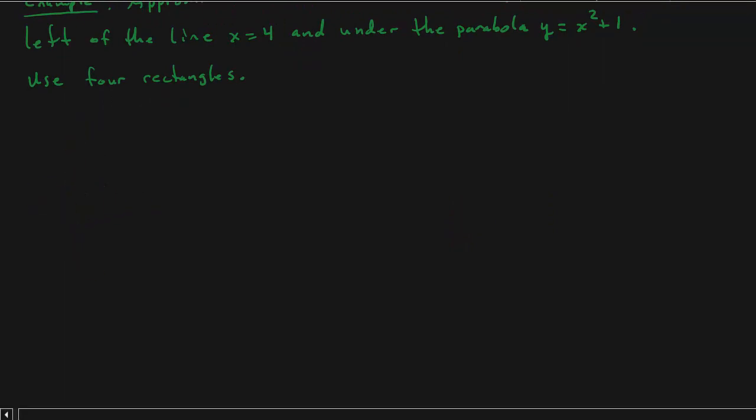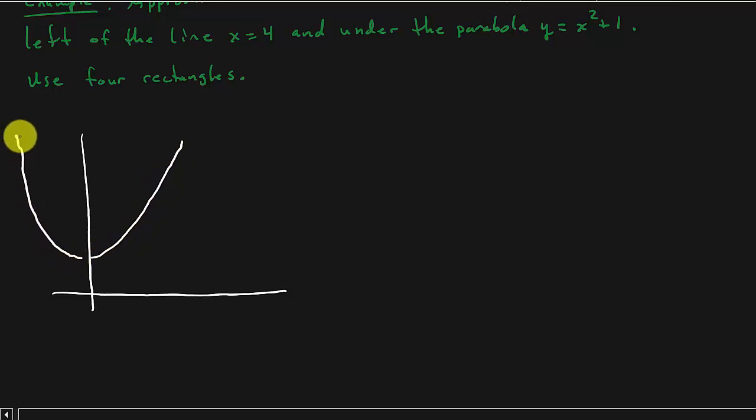Let me change colors. So we want to graph this thing. And this is a parabola, vertex at x squared plus 1. And yes, the graph comes this way also, but all we're interested in is this part over here. We're not going to do the area over here. We're just finding the area underneath the curve in the first quadrant here. And so here's the line x equal 4. And we're going from 0 to 4, and we want to find this area right here.